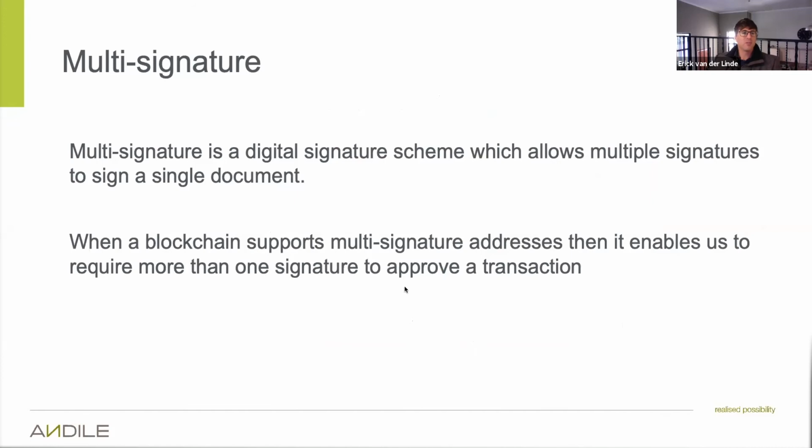So the next concept, just very quickly, is multi-signatures. So multi-signature is a digital signature scheme which allows us to apply multiple signatures to a single document. So basically, we can require two signatures on a single document to make sure that both parties approve of this transaction or this document. So in a blockchain, when the blockchain supports multi-signature addresses or accounts, then it enables us to require more than one signature to approve the transaction.